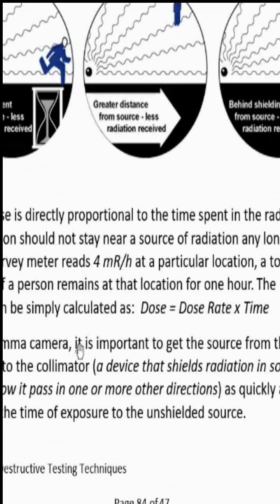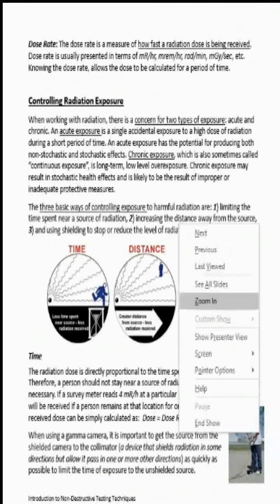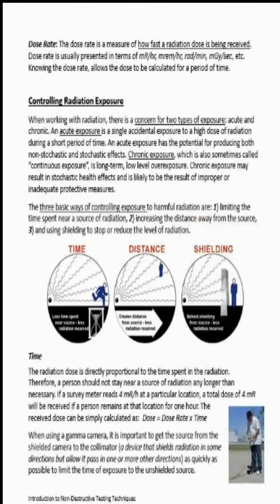When using a gamma camera, it is important to get the source from the shielded camera to the collimator. A device that shields radiation in some directions but allows it to pass in another direction is used. As quickly as possible, this limits the time of exposure to the unshielded source. Now, what does this say? What is the meaning of this statement? I will try to explain with a small diagram.